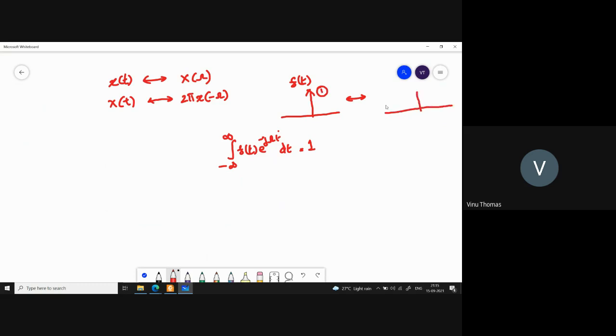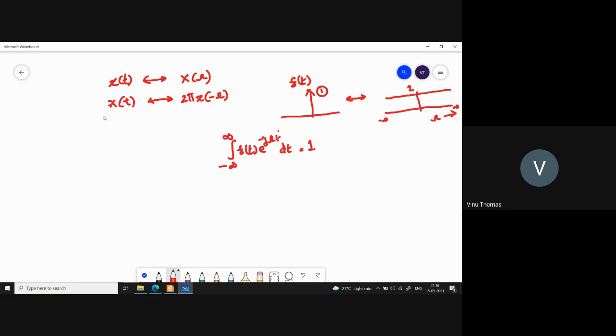So 1 is a constant from minus infinity to plus infinity. This value is equal to 1 for all frequencies. So what does it mean? If you add up all the frequencies from minus infinity to plus infinity with the same strength equal to 1, then you will get delta t. So delta t, that is the impulse, contains basically all the frequencies, every frequency with the same strength. This is the spectrum of delta t.